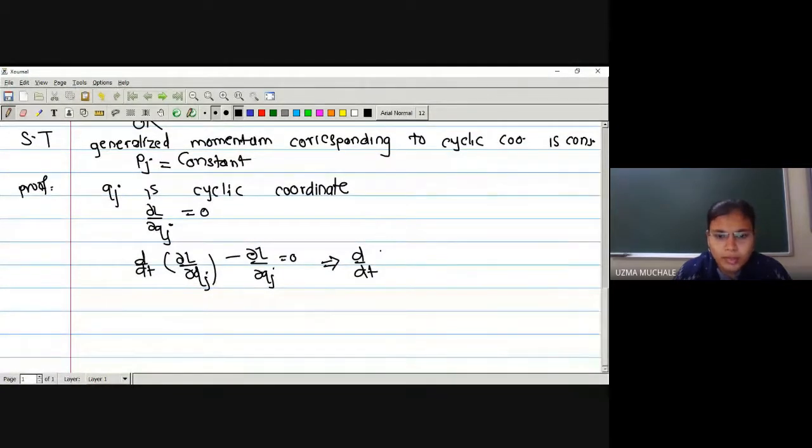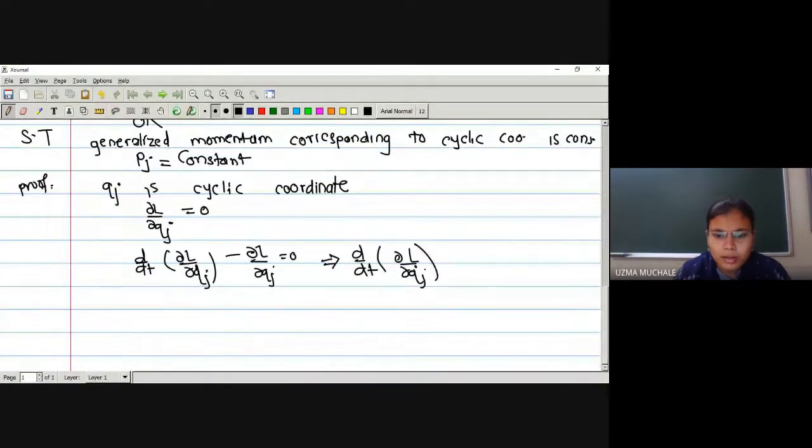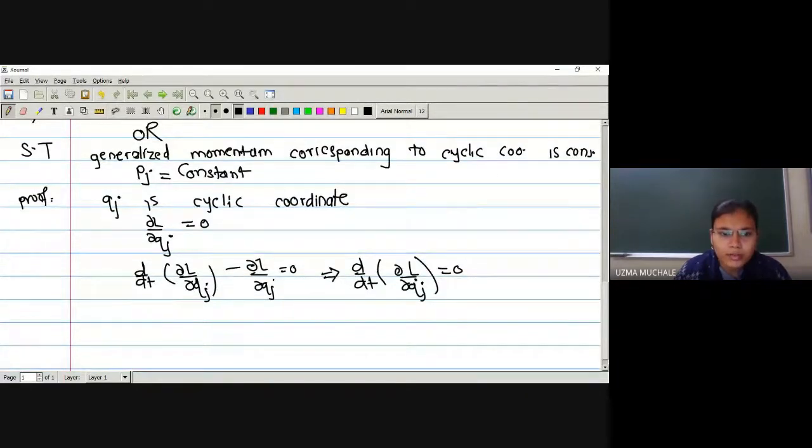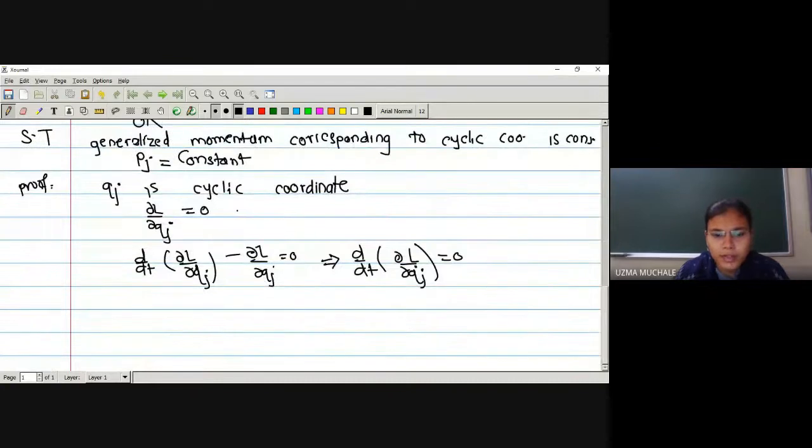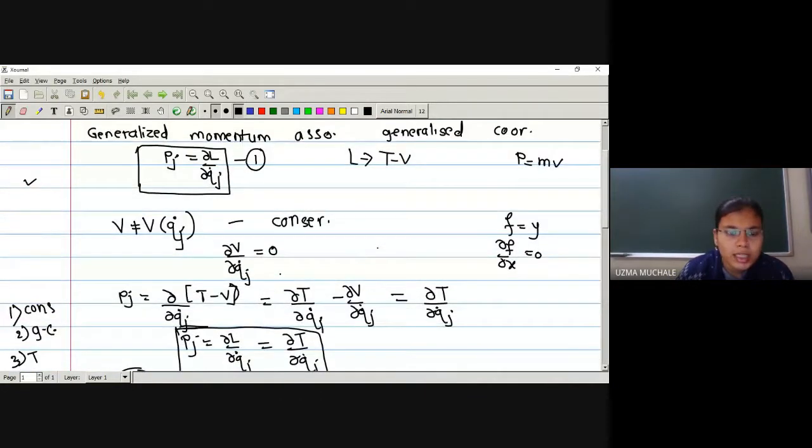So dou L by dou Qj equal to 0 means we get d by dt of dou L by dou Qj dot is equal to 0. Now what is the value of dou L by dou Qj dot? We have seen just now in the starting, the value of this term is Pj, from the equation relating generalized momentum and coordinate. So we get d by dt of Pj, which is equal to 0. Just now we have seen dou L by dou Qj dot is nothing but Pj.